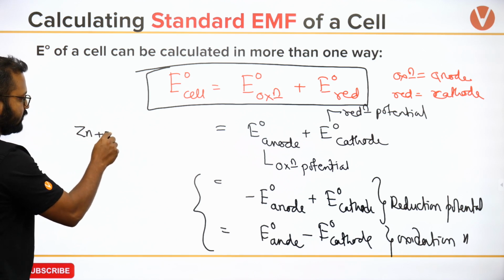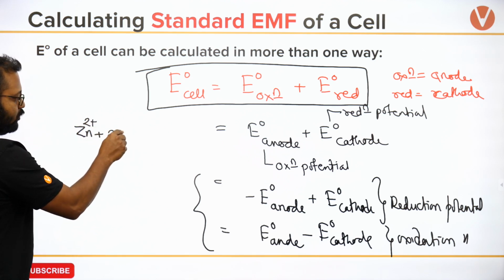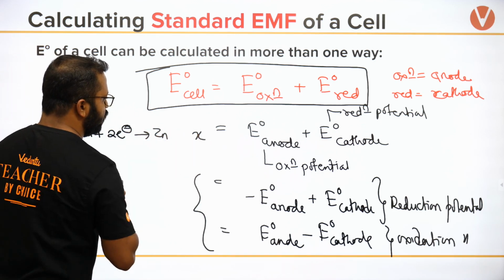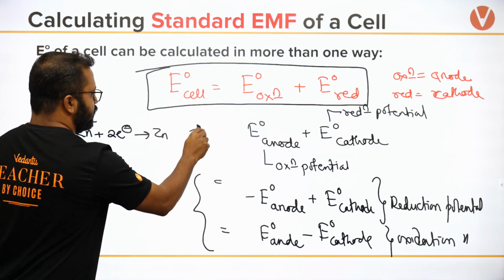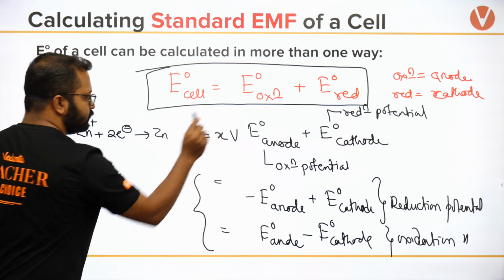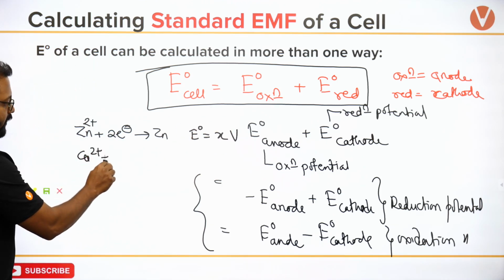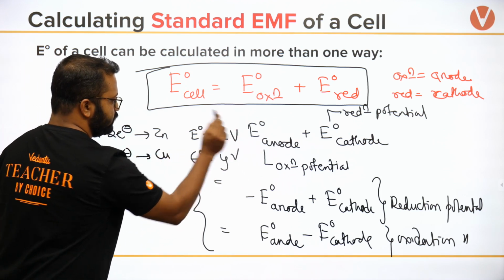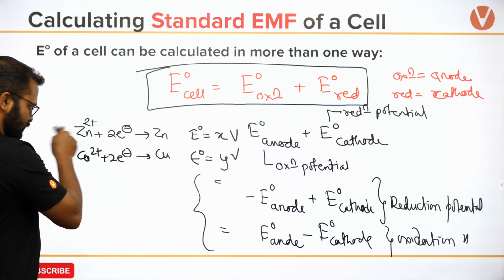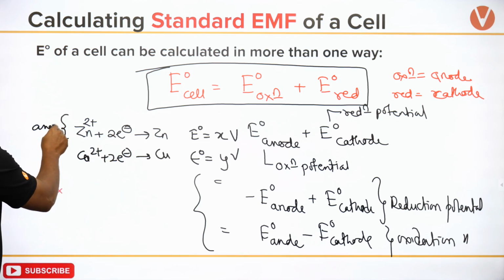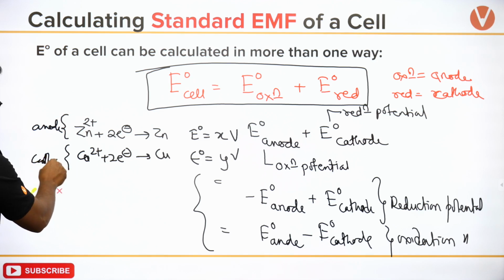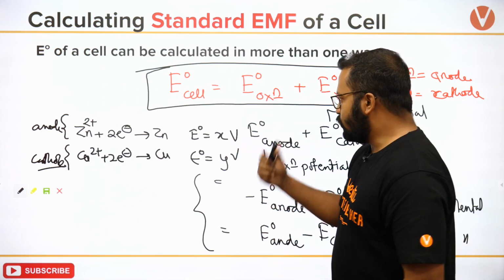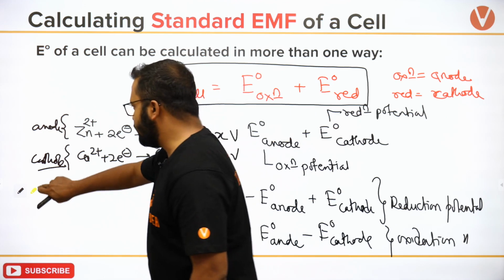Suppose you are given Zn2+ takes up 2 electrons, changes to zinc, and E naught value is given as X volts. Cu2+ plus 2 electrons gives copper, E naught value is given as Y volts. Okay? This is anode and this is cathode. In a galvanic cell we made, these two are anode and cathode. So how would I write the outcome? What will be the EMF?